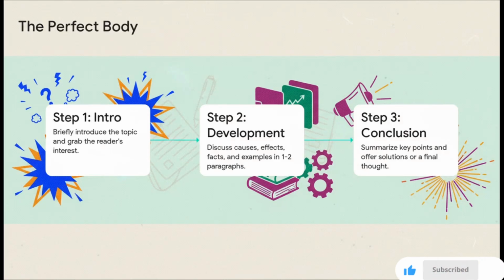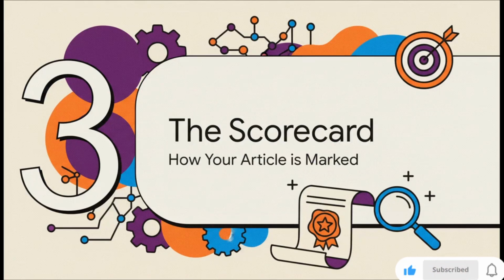So the most crucial part is how you structure that main body. And you should always think in 3 parts. It's simple. First, you introduce the topic. Maybe kick it off with a surprising fact or a question. Second, you develop your ideas. This is where you bring in all the good stuff, the facts, the reasons, the effects. And third, you conclude. Just summarize your main points and leave the reader with a powerful closing thought. That's it. Intro, development, conclusion. Easy.